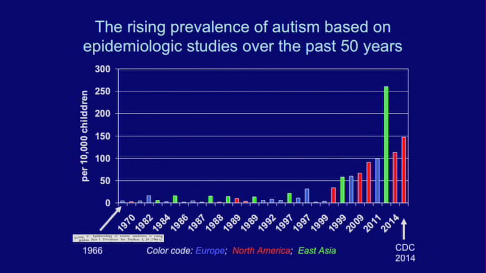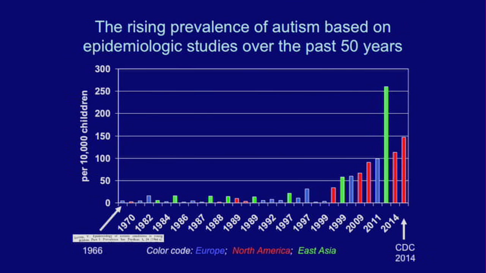So without a doubt, the most noteworthy development in the epidemiology of autism in the last 50 years has been the dramatic increase in the numbers of children. The first epidemiologic study ever conducted was in England in the 1960s, and the first in the United States was in Wisconsin, published in 1970.